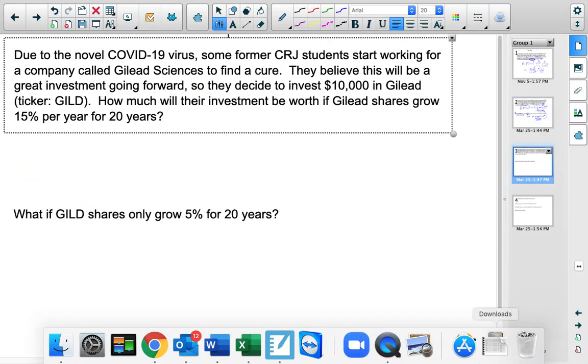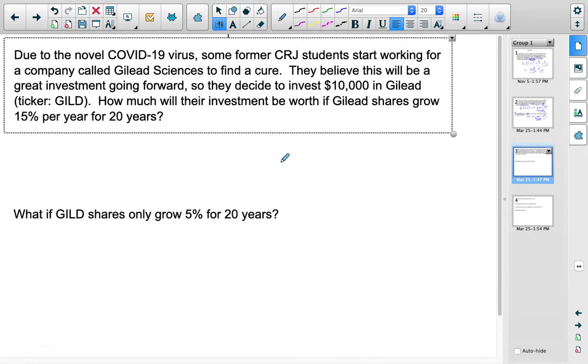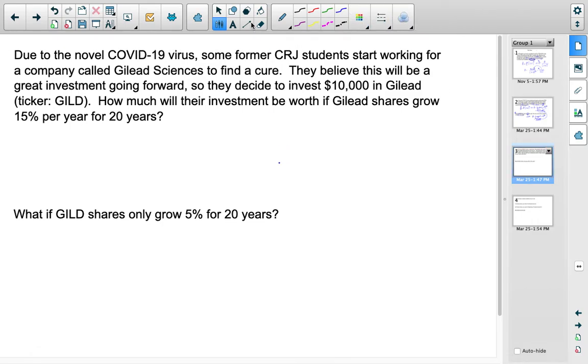Okay, third slide. A different problem. Due to the novel virus, we've got some former CRJ students working for a company called Gilead to find a cure. They believe this will be a great investment going forward, so they decide to invest $10,000 in Gilead. How much will their investment be worth if Gilead shares grow 15% a year for 20 years? So again, 15% for 20 years tells me I'm going to need this formula.